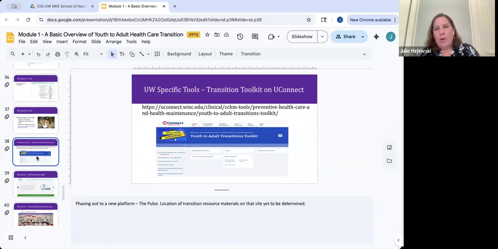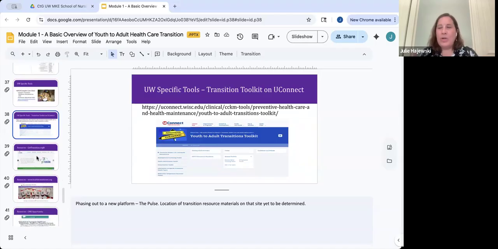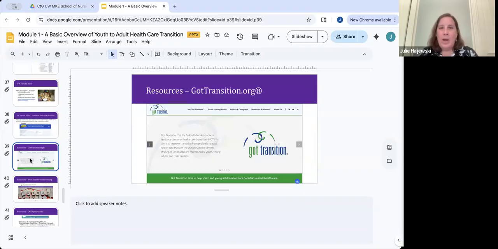So there are many specific tools that can be utilized. So for example, at UW, they actually have a transition toolkit. And so they try to keep all of these in one place. You'll see that in many healthcare systems. And that's a great way to try and streamline transition work within a healthcare system.